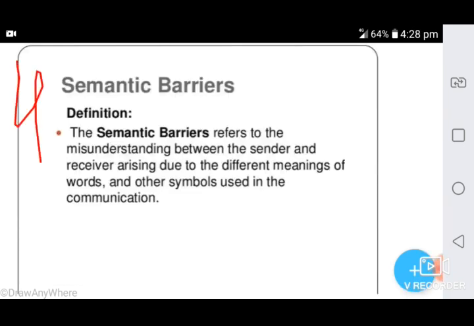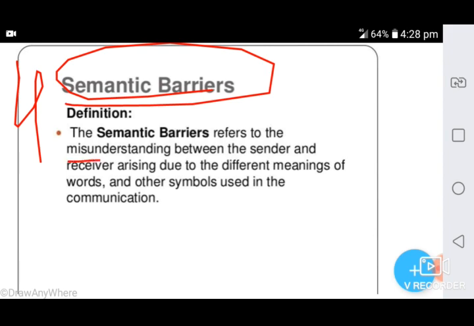Then the fourth one, semantic barrier. It refers to the misunderstanding between the sender and receiver. This can happen due to different situations, like the different meaning of a word or other symbol. Also, it arises due to language, education, place of origin, etc. So it is related to language barrier in communication.